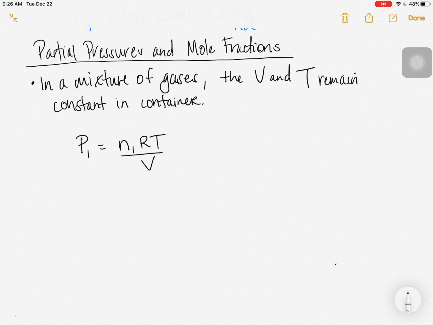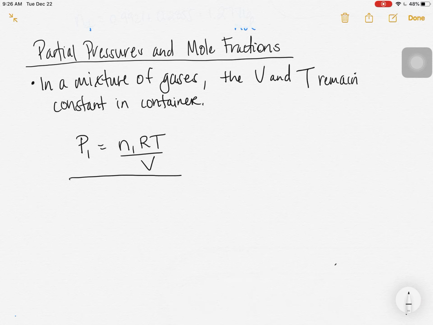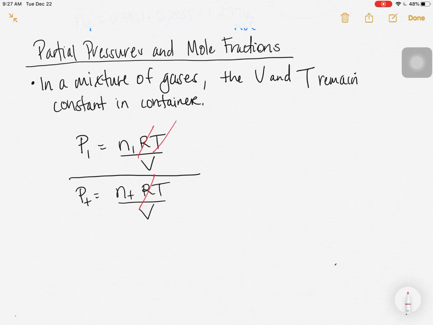Okay, if I wanted to do a ratio of that to the total pressure, which can be found by taking the total moles times R times T divided by V, what we quickly see is that because R, T, and V are constants, they drop out of this equation. And so this is basically, like I said, a derivation.